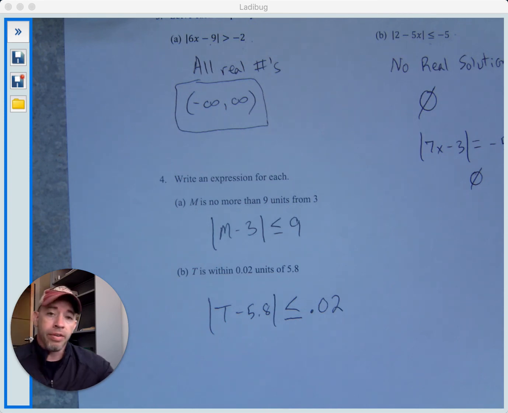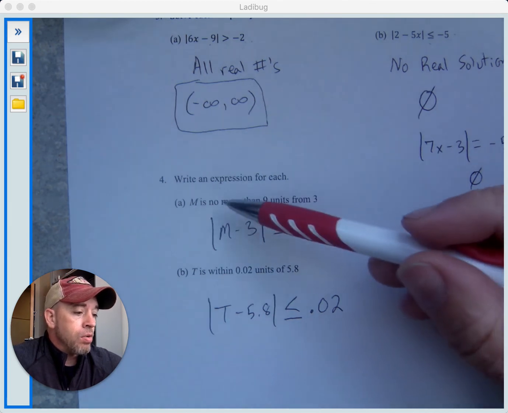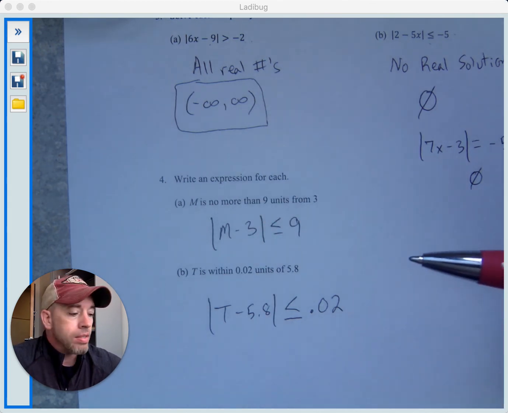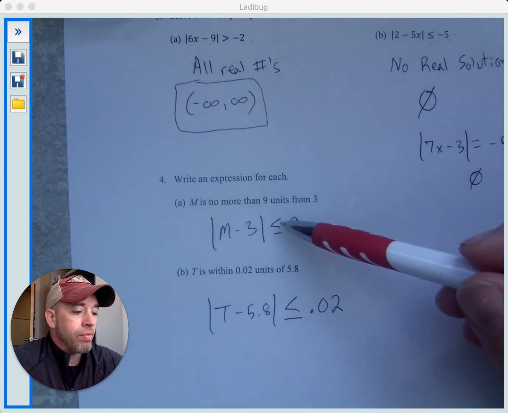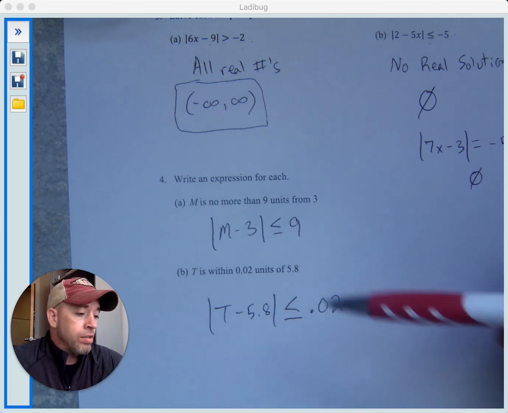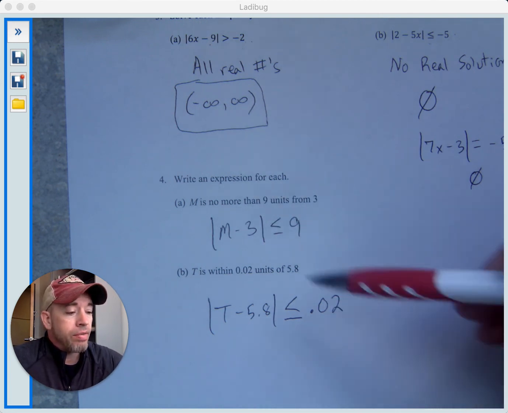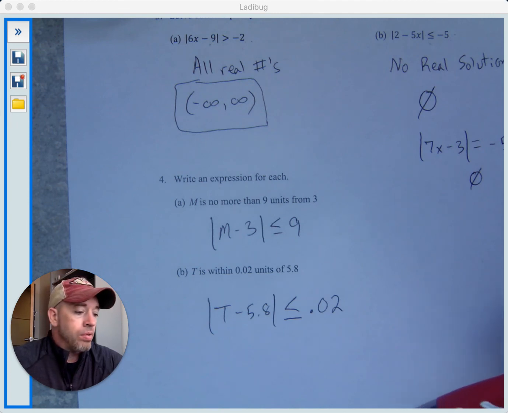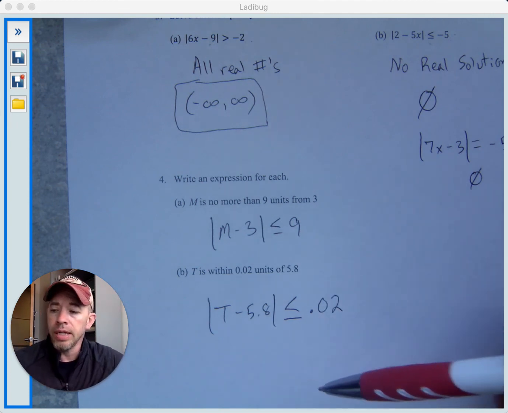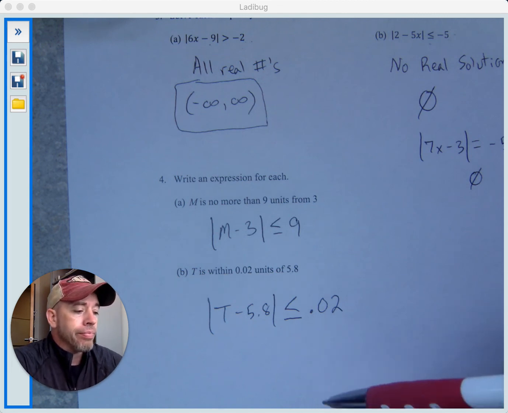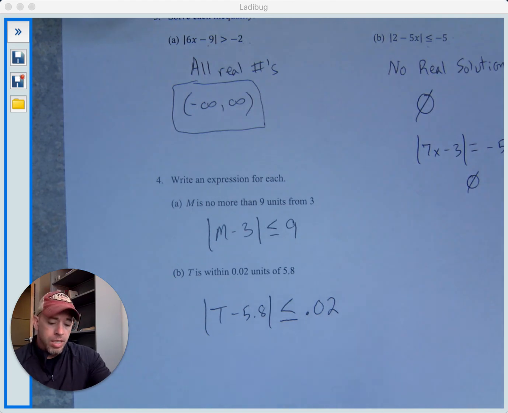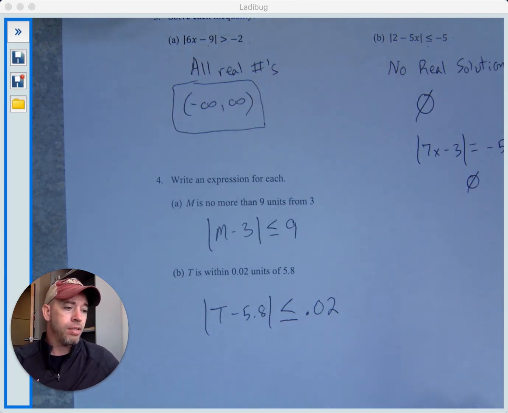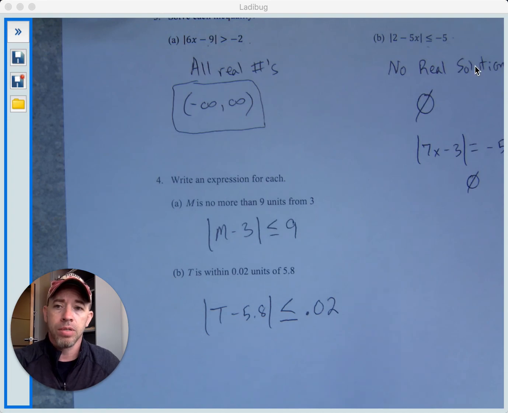Now, you could have a greater than involved in one of these if this said no less than 9 units instead. Or if it said at least 9 units from 3, we would have greater than or equal to 9. Or if it said greater than 9 units from 3, we just have a greater than. So you'll run into some examples. I think there'll be 1 or 2 like that in my lab. And hopefully you have some success with those. But we're all done with A3. We have one more section in this chapter, and I think there are a couple videos for that. So we'll move on to that.